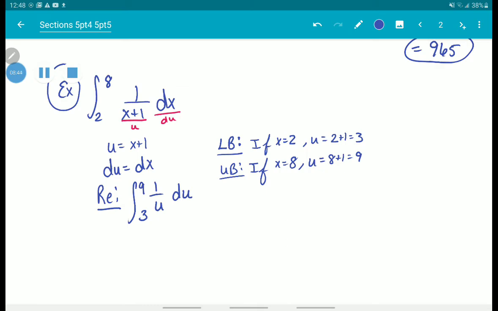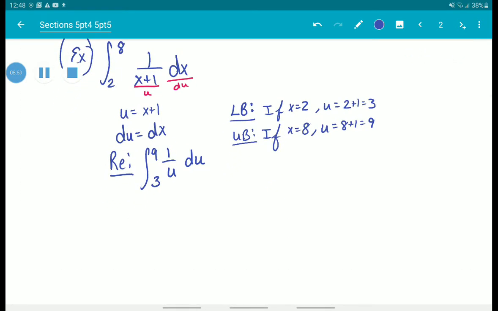So now I'm integrating that. What's nice about this is I won't have to do the back substitution. I can just stay in this world of u. And that's only because this is a definite integral.